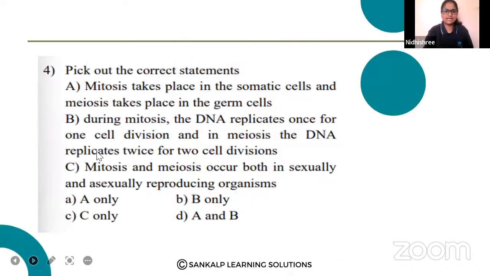Fourth question goes like this. Pick out the correct statement regarding mitosis. A: Mitosis takes place in the somatic cells and meiosis takes place in the germ cells. B: During mitosis, the DNA replicates once for one cell division, and in meiosis, the DNA replicates twice for two cell divisions. C: Mitosis and meiosis occur both in sexually as well as asexually reproducing organisms. Among the three statements, which is the correct statement they asked?